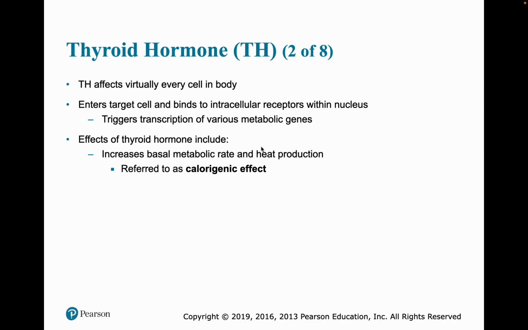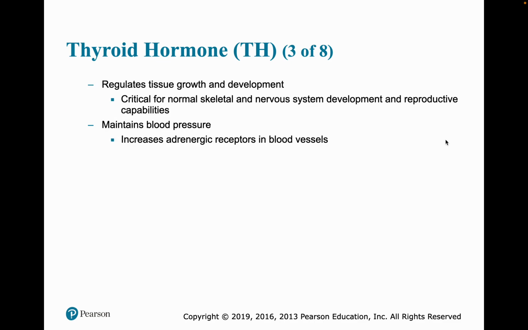Thyroid hormone affects virtually every body cell. It enters target cells and binds to intracellular receptors within the nucleus, and that triggers transcription of metabolic genes. So the effect of thyroid hormones will include an increased basal metabolic rate and heat production. This is often referred to as the calorigenic effect. It regulates tissue growth and development. It is critical for normal skeletal and nervous system development and reproductive capabilities. And it's also very important for maintaining blood pressure. It increases the adrenergic receptors in blood vessels.